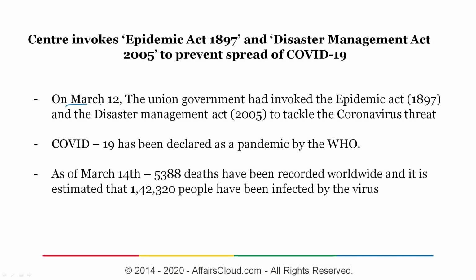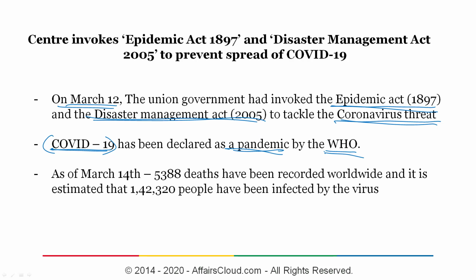On the 12th of March, the Union government had invoked the Epidemic Act of 1897 and the Disaster Management Act of 2005 in order to tackle the ongoing coronavirus threat. So COVID-19, the disease that is caused by the coronavirus, that is coronavirus disease 2019, has been now declared as a pandemic by the World Health Organization. A disease is classified as a pandemic when it is prevalent throughout a country or throughout the world. So now coronavirus has been classified as a pandemic by the WHO.